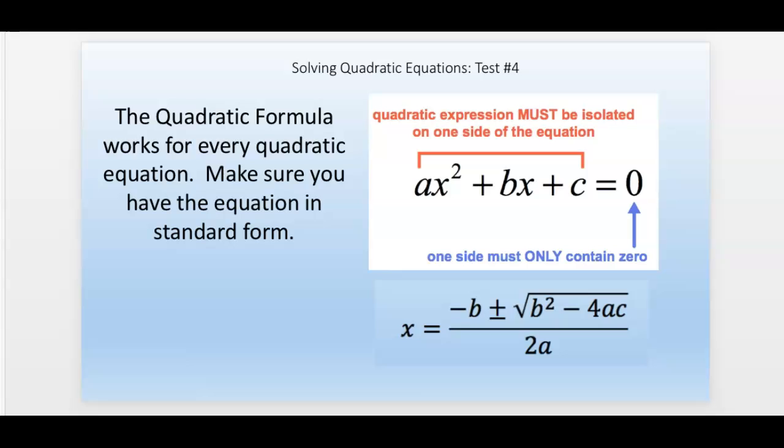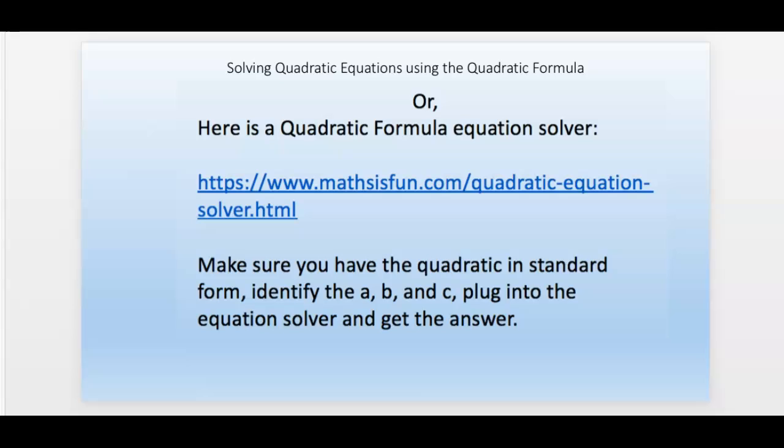Now I want to quickly review the quadratic formula because it works for every quadratic equation. Just make sure you have it in standard form, so you have the proper a, b, and c, and then it equals 0. Zero is on the other side. Feel free to use the quadratic formula solver. It's okay with me. Just make sure you plug in the proper a, b, and c and get the signs correct.